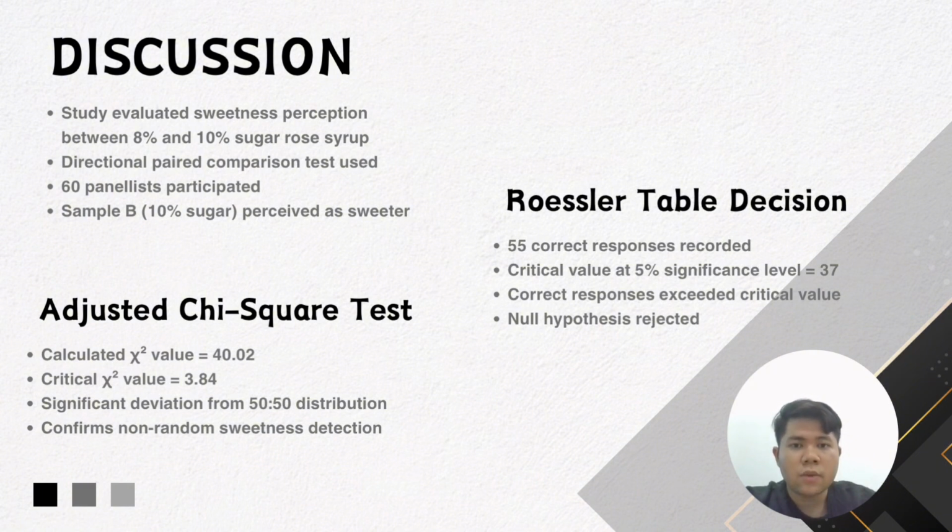For the adjusted chi-square test, the adjusted chi-square test further supported this finding. The calculated chi-square value was 40.02, which is much higher than the critical value of 3.84. This indicates that the observed responses were not due to chance and that panelists were able to consistently detect a sweetness difference between the two samples.